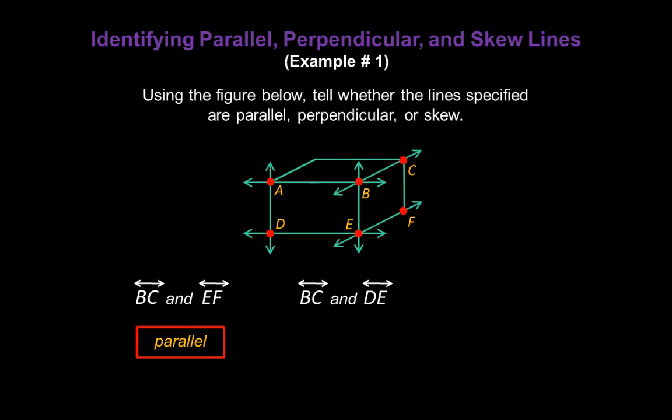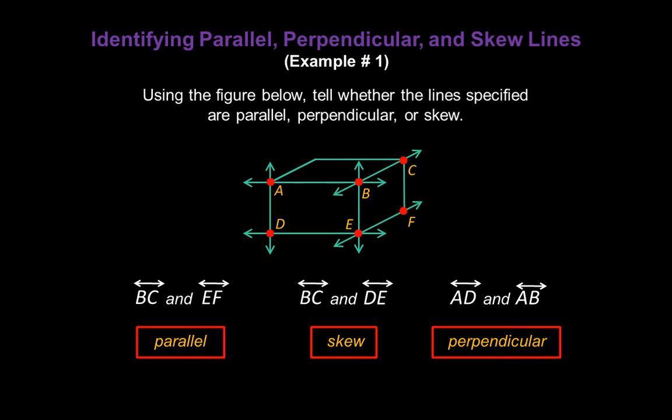How about these two, line BC and DE? Again, let's identify where they are on our figure. There they are. BC and DE are skew lines. Finally, what about lines AD and AB? Again, let's identify where they are on the figure. There they are. Those two are obviously perpendicular lines.